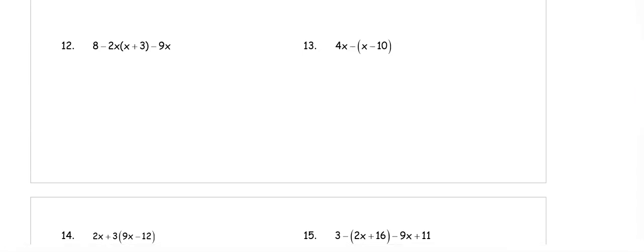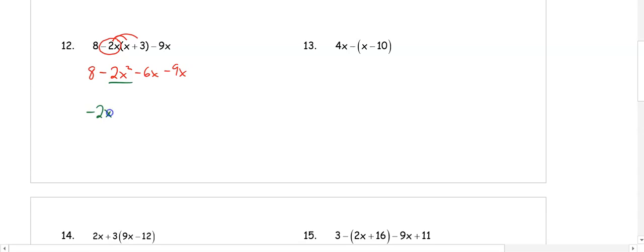In number 12, we are distributing a -2x. So when we distribute a -2x, x times x becomes x squared. So this is a special one. So we have 8 minus 2x squared minus 6x minus 9x. So if I look at things I'm combining, there's only an x squared term, so -2x squared minus 6x minus 9x gets us -15x. And the 8 is by itself, so we just have plus 8.